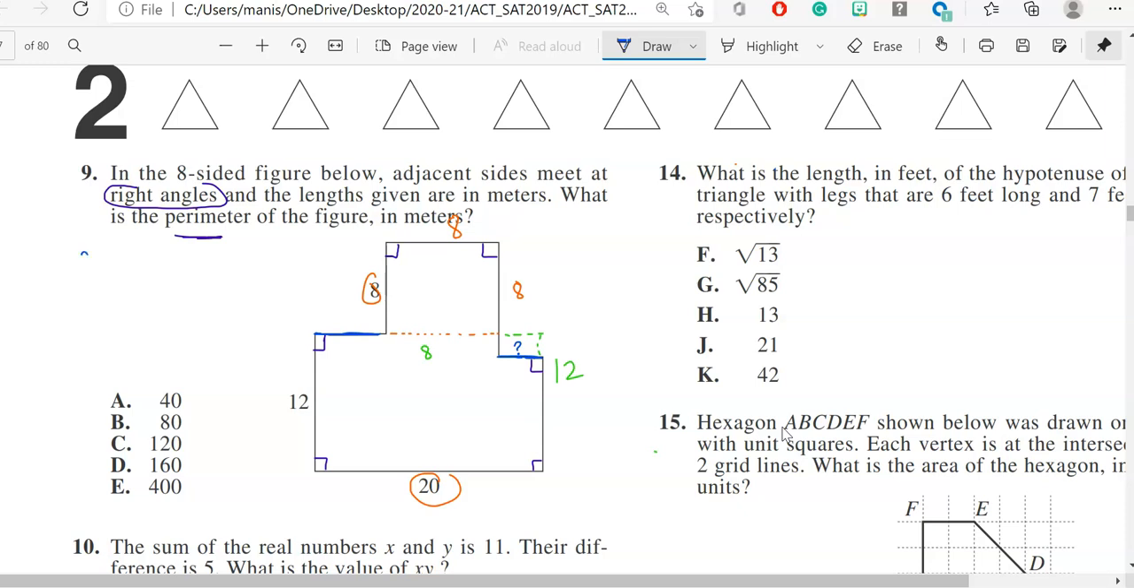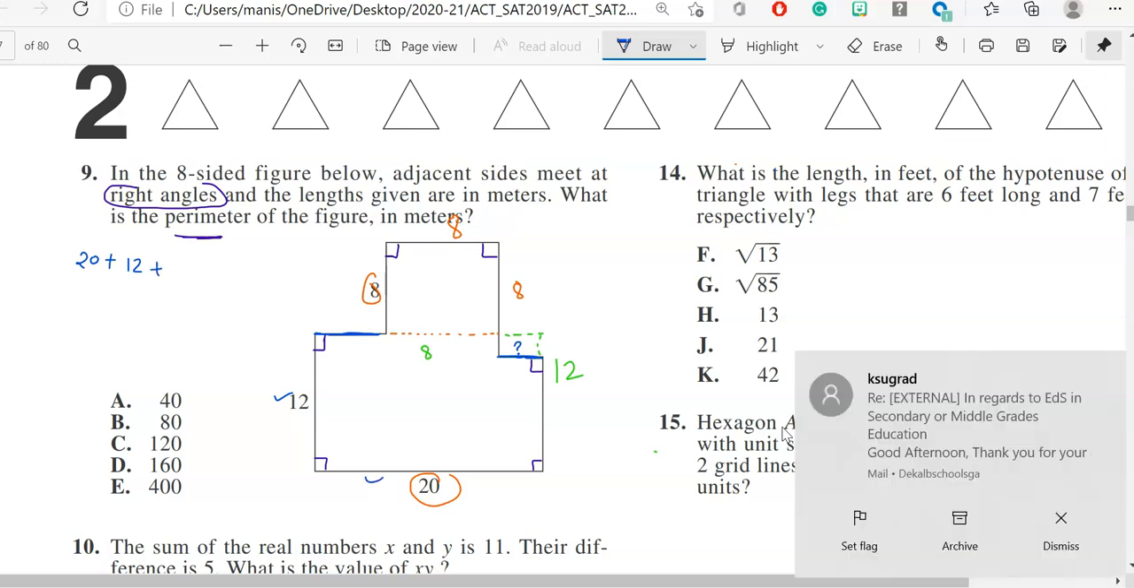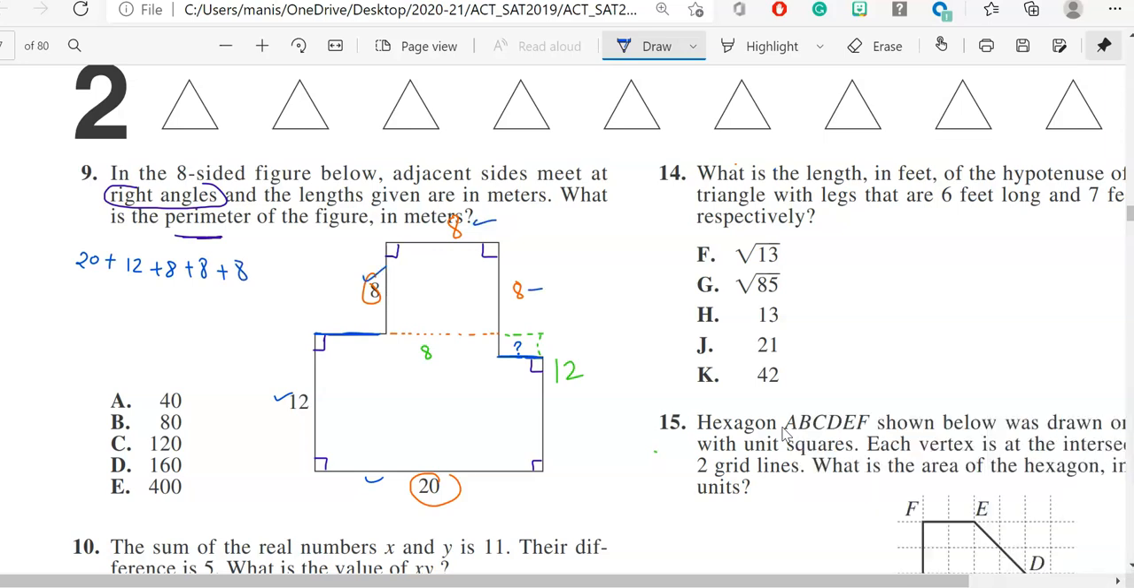So now how I'll add the perimeter is I got this 20 and I got this 12. Check, I got 8 over here plus 8 plus 8 plus 8. So I got all of these three 8s over here. Now, as you can see, this whole was 12, until this place. So I will add one more 12 over here.